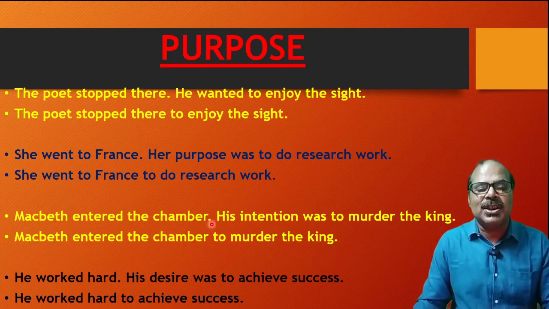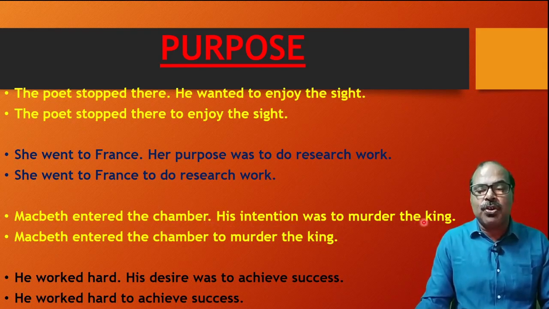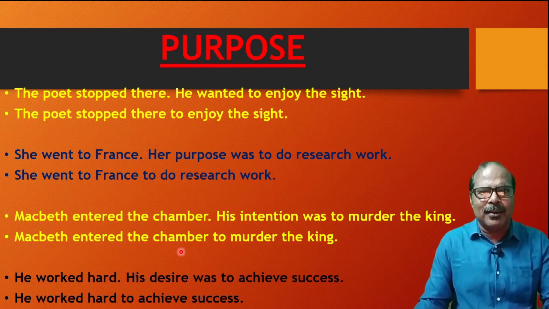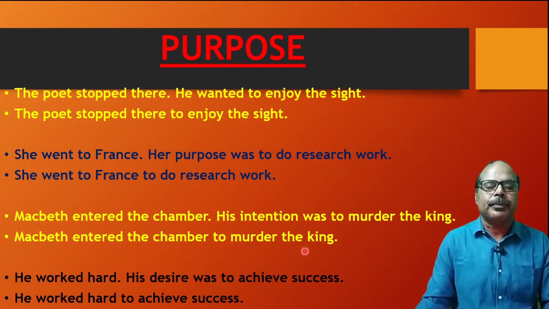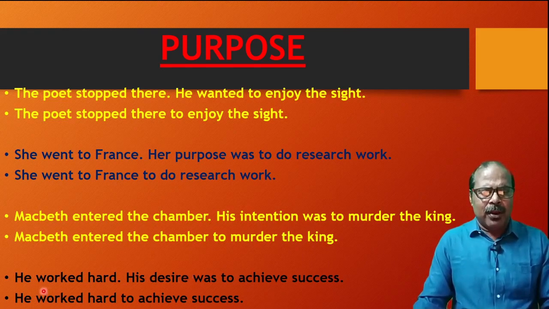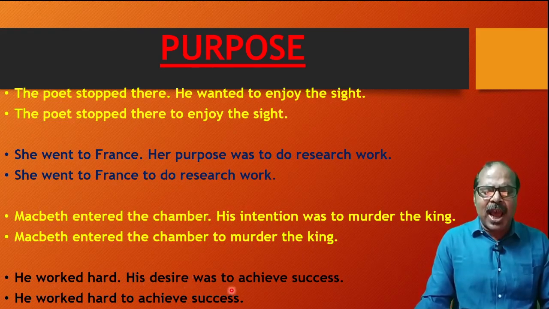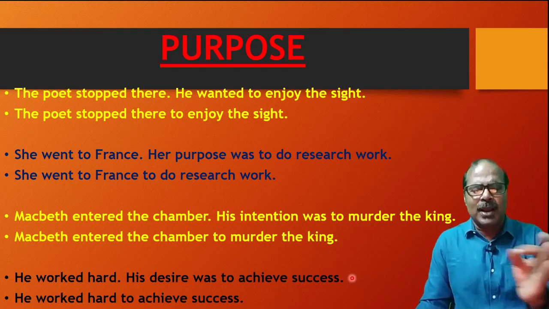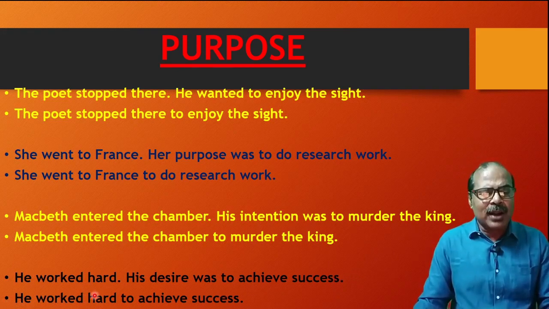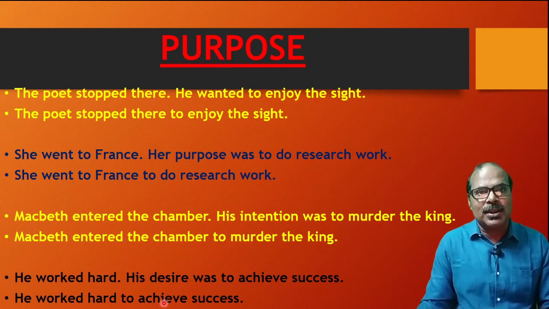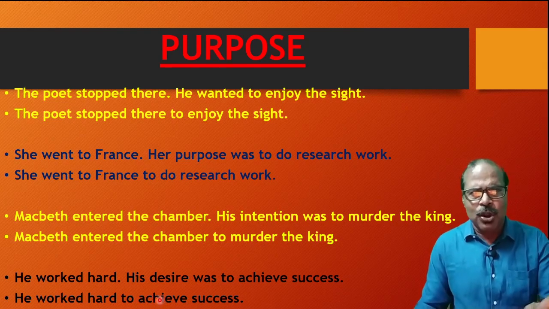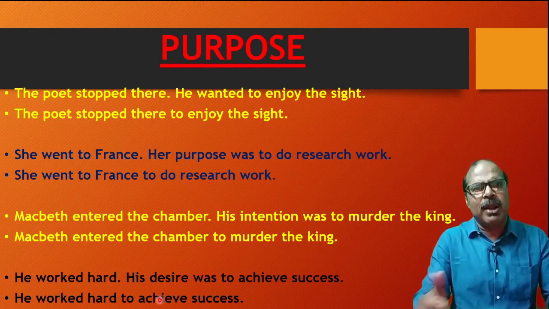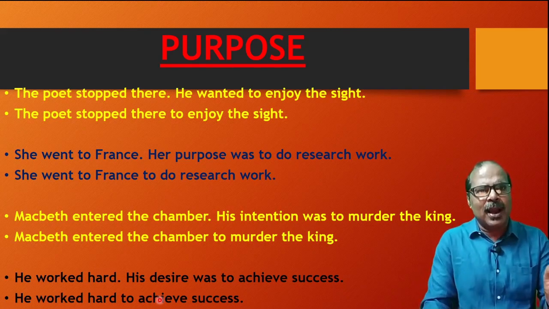Macbeth entered the chamber. His intention was to murder the king. The purpose was to murder the king. So Macbeth entered the chamber to murder the king. Last example, he worked hard. His desire was to achieve success. What was his desire? Why did he work hard? To achieve success. So we can write, he worked hard to achieve success. When purpose is meant, যখন কোনো উদ্দেশ্য বোঝায়, তখন তাহলে we can use infinitive to make a simple sentence.